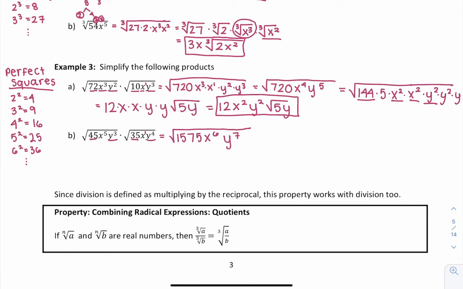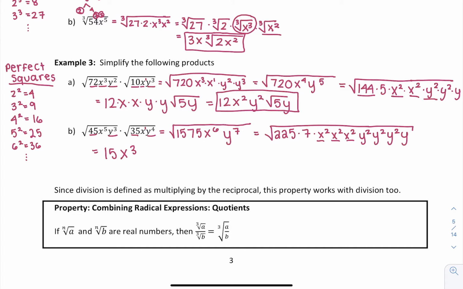Now I'm going to simplify. This one's a little bit tricky. I know 15 squared is 225, and that goes in, so I'm going to do that one. Or remember, you can always use your factor trees, so go back to the other video if you want to remember how to do that. Now I have x squared, x squared, x squared, y squared, y squared, y squared, y, and that'll add up to 7. So then I end up with 15. X times x times x is x cubed. Y times y times y is y cubed. And then I'm left with 7y on the inside.